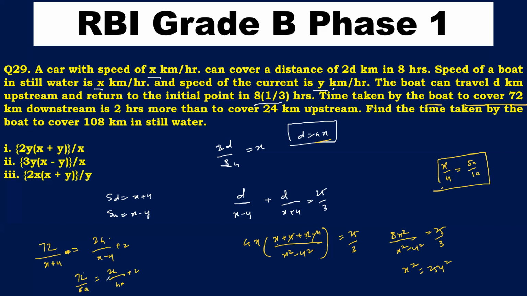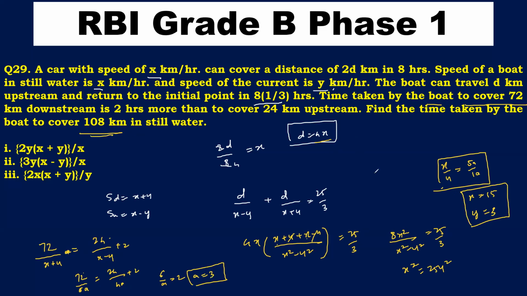So this is 12 upon a, and this will be 6 upon a. 6 upon a is equal to 2, so a will be equal to 3. That means x is equal to 15 and y is equal to 3. These are the speeds. They're asking to find the time taken by the boat to cover 108 in still water.